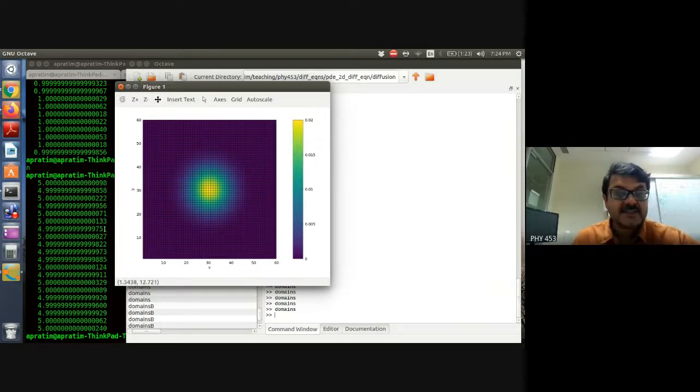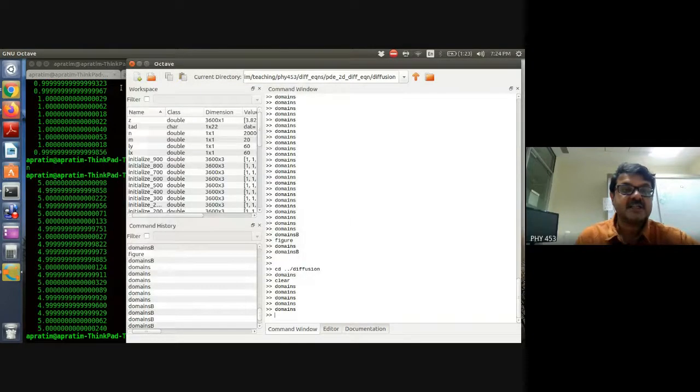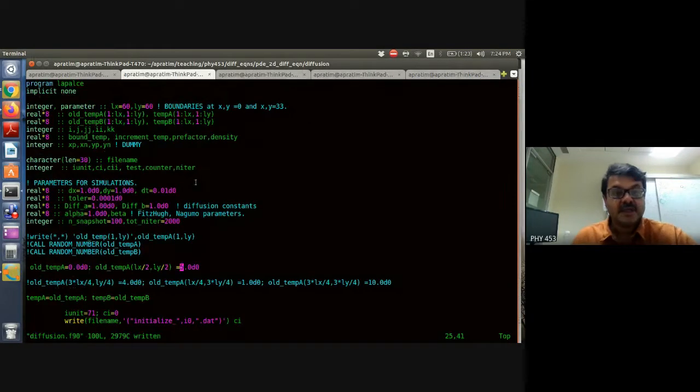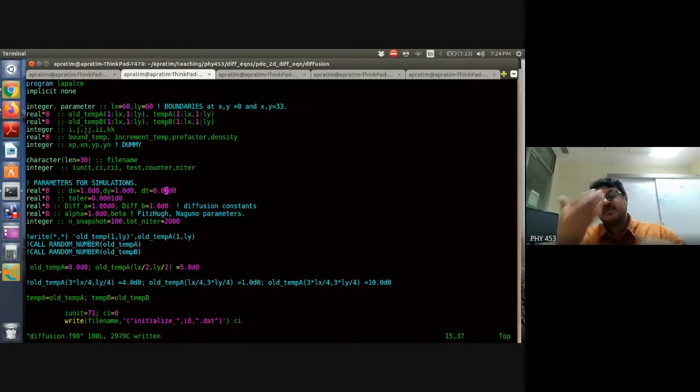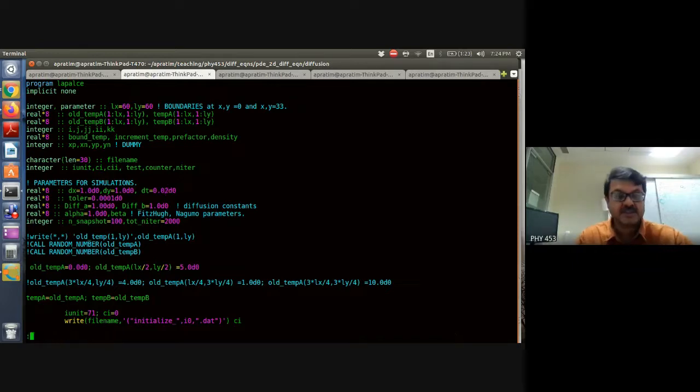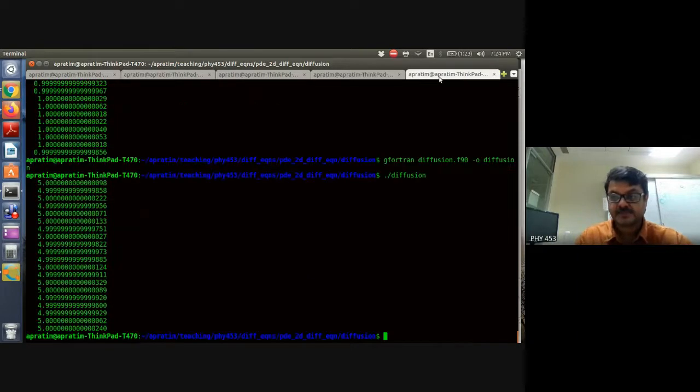So let's just check that. Suppose we choose dt equal to 0.02. I have kept the density the same. So basically, all that will happen is that in 2000 iterations, it would have run a longer time because your dt is larger, and the total time evolved is dt times the number of iterations. So you have a longer time evolved. Let's see what's the consequence of that.